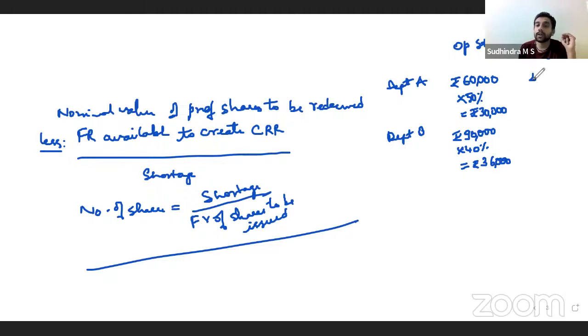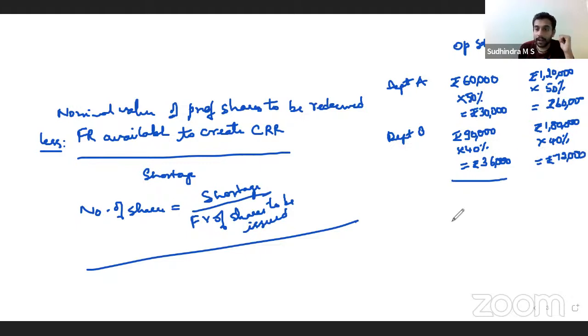Same way, closing stock. Department A was 1,20,000 into gross profit percentage 50%. Therefore, 60,000. Closing stock 1,80,000 into 40%, 72,000. So add up: opening stock reserve 66,000, closing stock reserve 1,32,000.